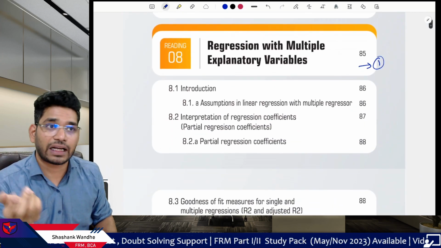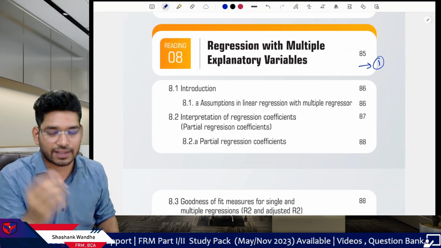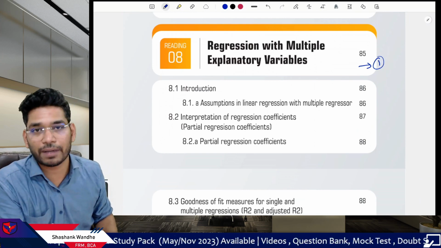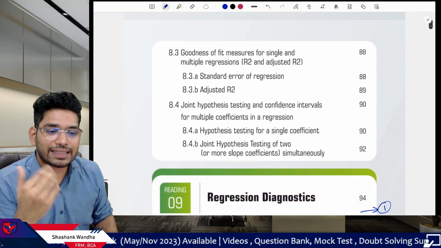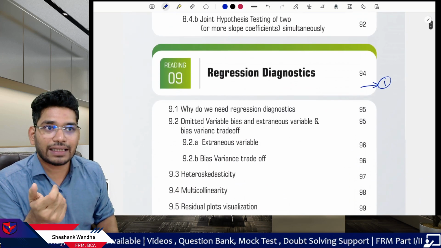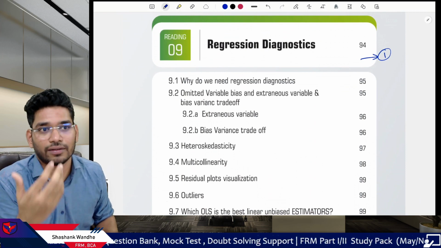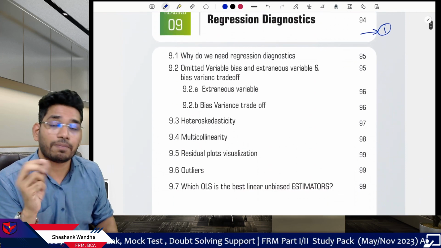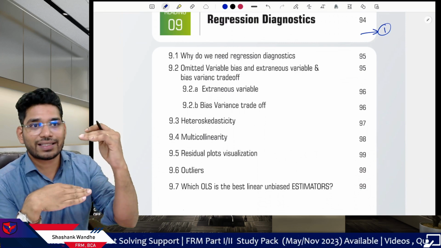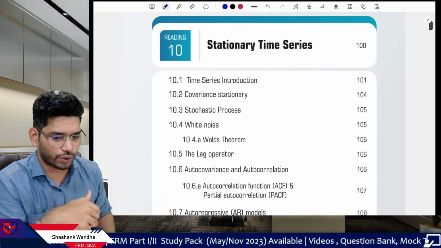The next topic is on multiple explanatory variables. The previous topic was linear regression with only one variable, so y is equal to a plus b x is the equation. For the 8th reading, we have multiple variables, so again a similar discussion, but how things differ when we have multiple variables. Then reading number 9 is regression diagnostics. Regression diagnostics is a slightly complicated topic, difficult to understand, but it will be very easy if you are using these notes, because I separated the important discussion from the full text. I will show you what that means.